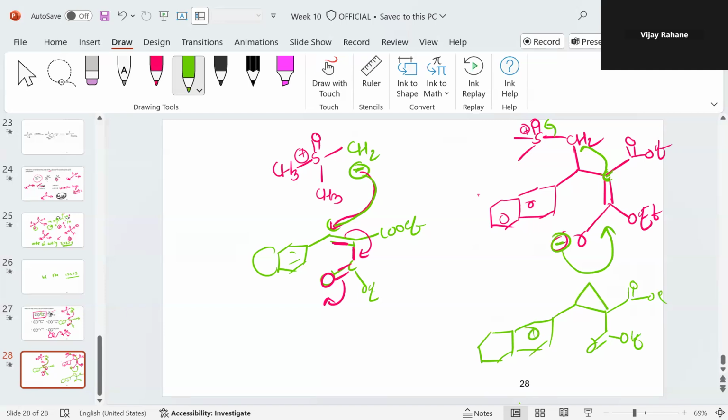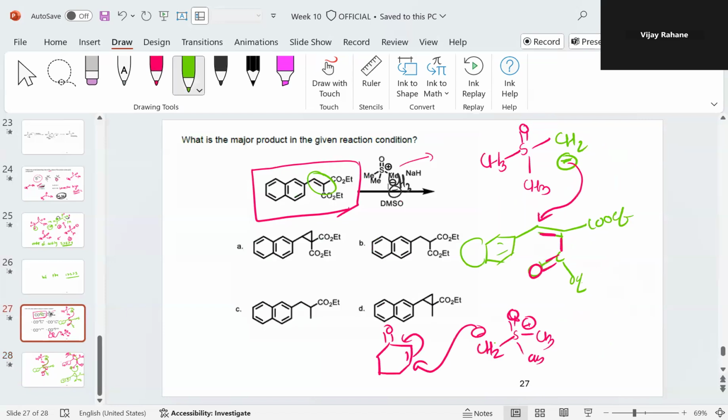So we'll check the options in the question. Option A is the correct option here. Right, so this is the answer for this question.